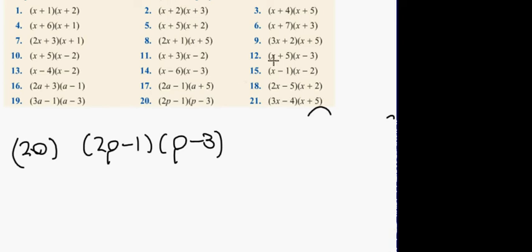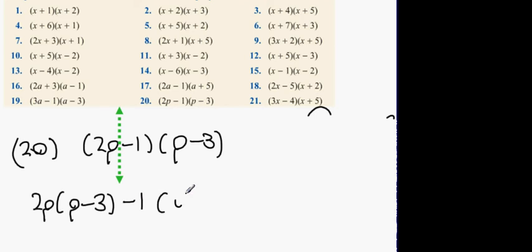Step 1. What did I say earlier? Cut the bracket in half, in between the p and the minus. What comes first? 2p multiplied by p minus 3. First half of the first bracket multiplied by the second bracket. After that, minus 1 times p minus 3. Now, you already know how to do the rest of it, don't you?